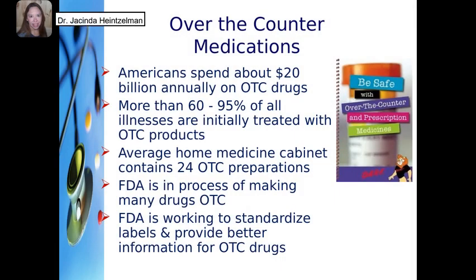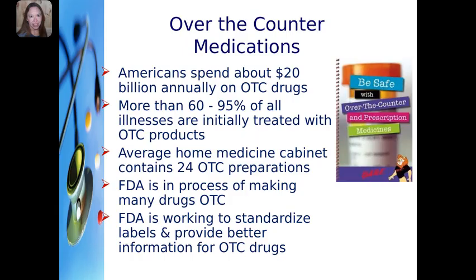Let's talk a little bit about over-the-counter medications. In our country, Americans spend about $20 billion every year on over-the-counter medications. So more than 60 to 95% of all illnesses are initially treated with over-the-counter products. What does this mean? Well, a lot of times patients, they're going to have some sort of symptom. A lot of times they go to the store, to their pharmacy, and they look for an over-the-counter product that might help with their symptoms.